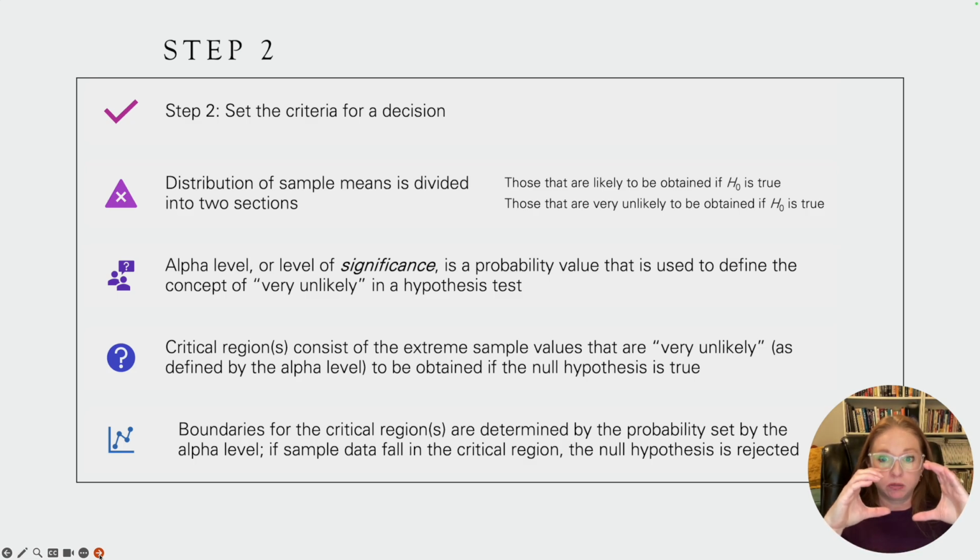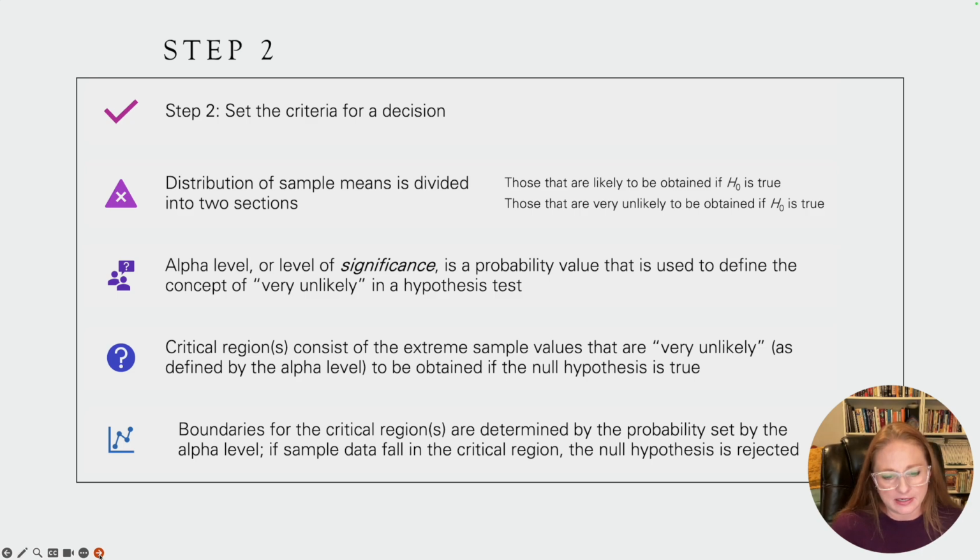95%, the bulk of your data is going to be in the middle. Alpha level 0.05 means that you're looking for those 2.5% on both sides, because 2.5 and 2.5 make 5. Those are your extreme or very unlikely. Okay, we call those very unlikely or extreme areas your critical regions. Okay, so your critical regions consist of the extreme sample values that are very unlikely, as defined by your alpha level, to be obtained if the null hypothesis is true. Boundaries of the critical region are determined by the probability set by the alpha level.